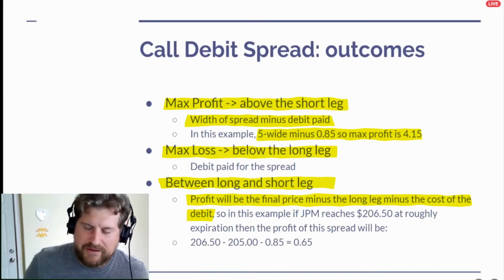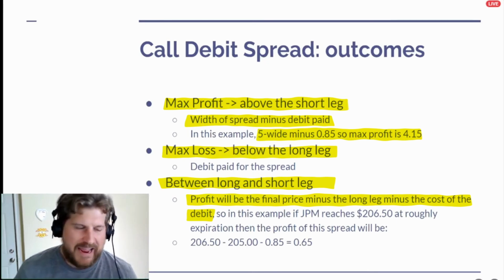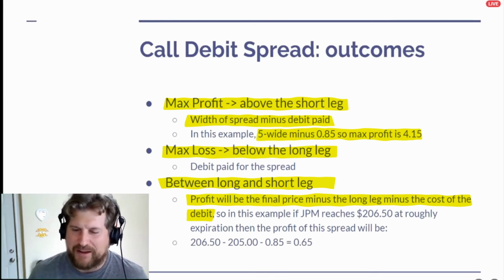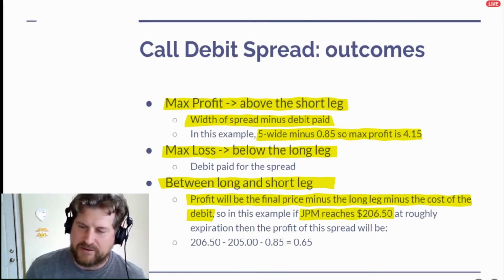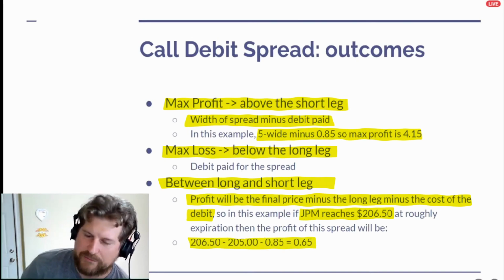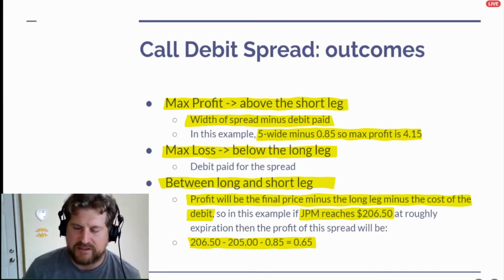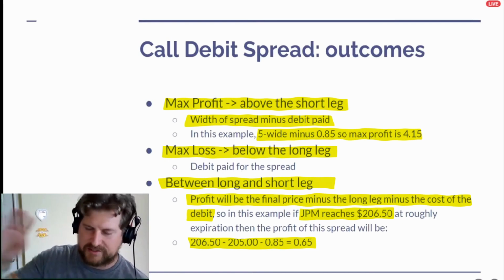So in this example here, you buy this 205, 210 call debit spread, and JPM at like 5 minutes to expiration on Friday the 16th is trading at 206.50. Well, in that case, your profit is going to be 65 cents, because you'd be able to sell that spread for about $1.50. And the reason is because you bought the 205. The 210 has essentially gone to zero because it's out of the money.